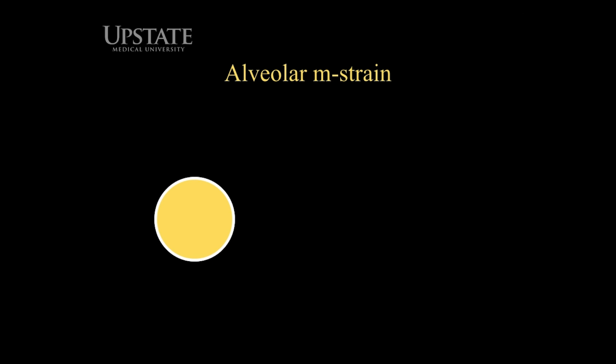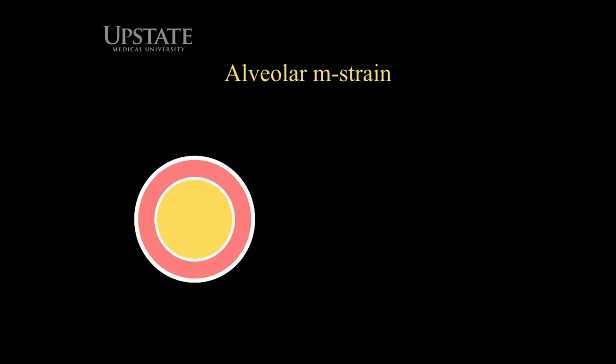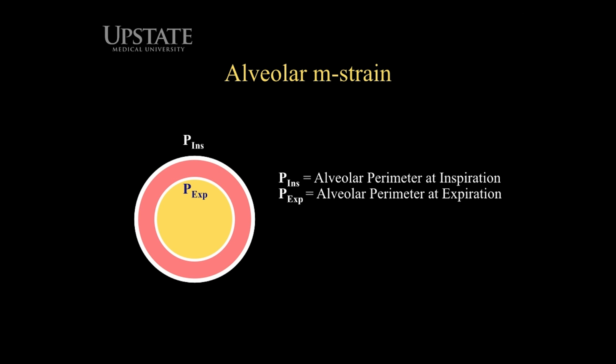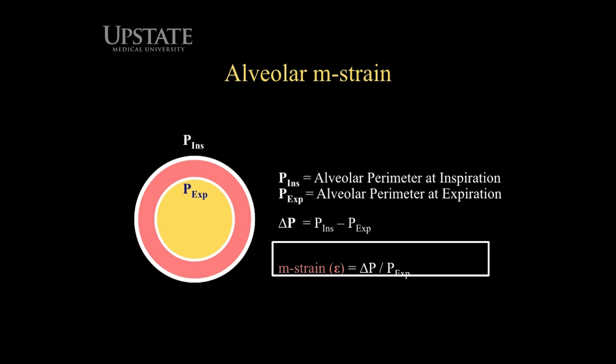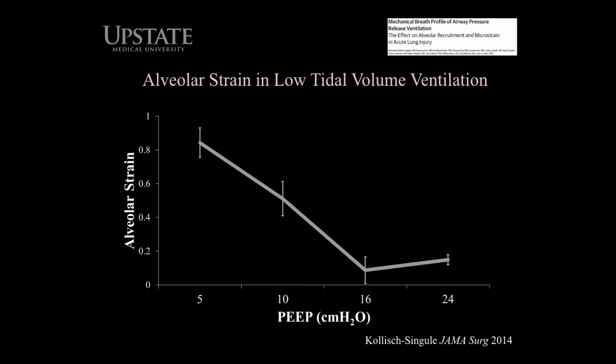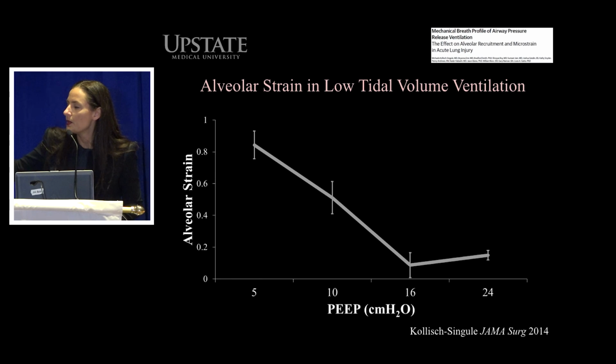So using our alveolar airspace analysis, we then were able to calculate the microstrain by looking at the perimeters of the alveoli and then calculating the strain based on the differences between the two of them. If we start out by looking at the alveolar strain in low tidal volume ventilation, again, we're going from PEEP of 5 up until a PEEP of 24. We see that the alveolar strain decreases as we start to increase our PEEP. And again, that alveolar strain seems to minimize at that PEEP of 16.